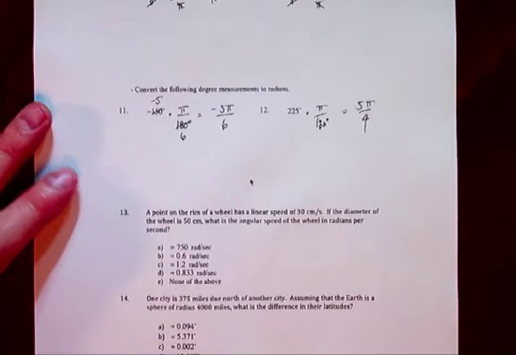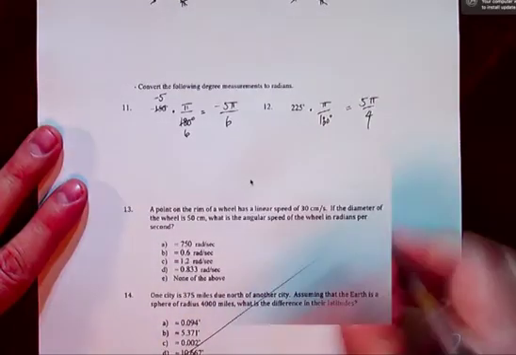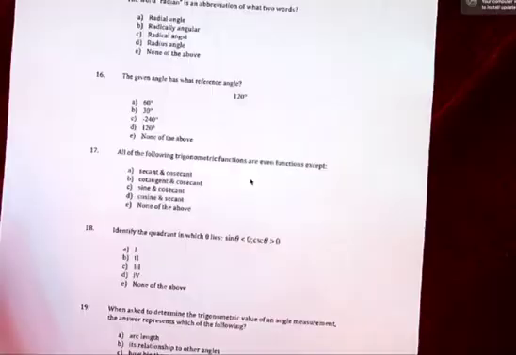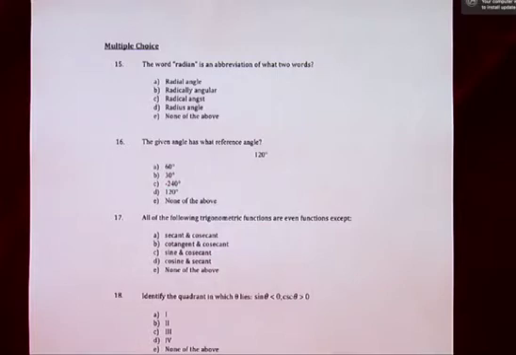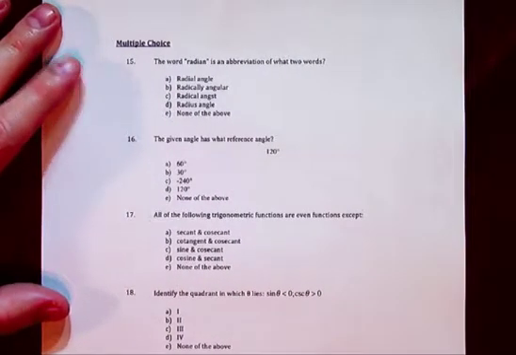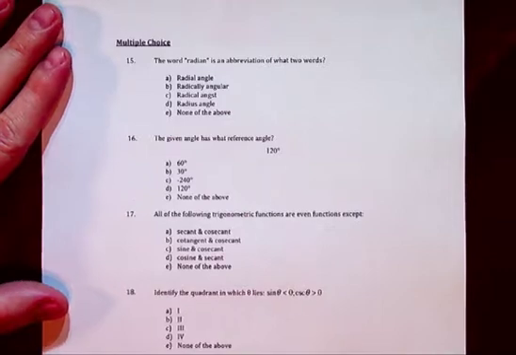Now, 13 is way too similar to the multiple choice one that we had on the last test, and this one's a latitude one. So let's go ahead and sort of skip over these two. We have another set of multiple choice questions, and we will go ahead and walk through those. Now, obviously, 15 is an exact duplicate of what we had in the last one.